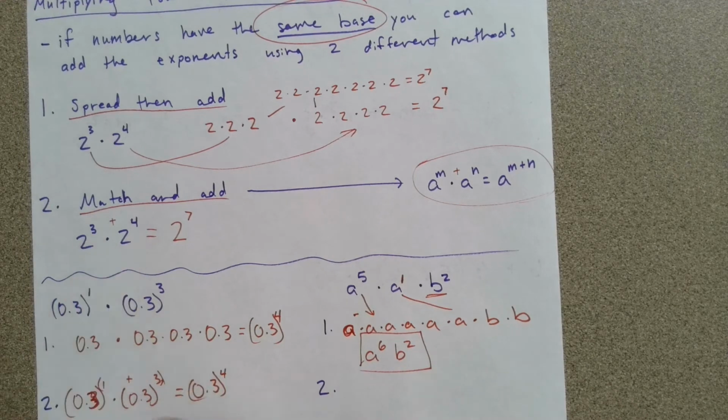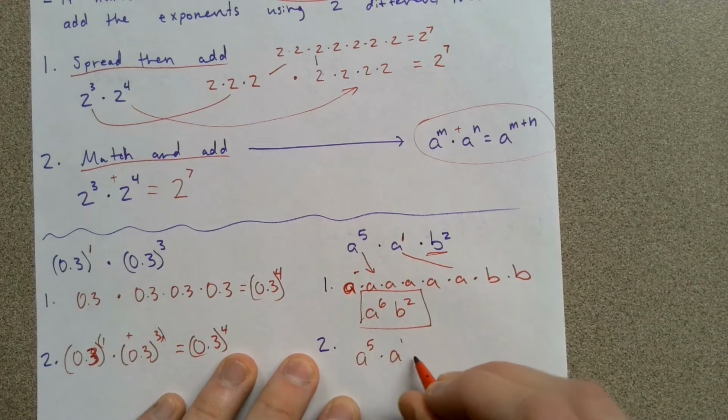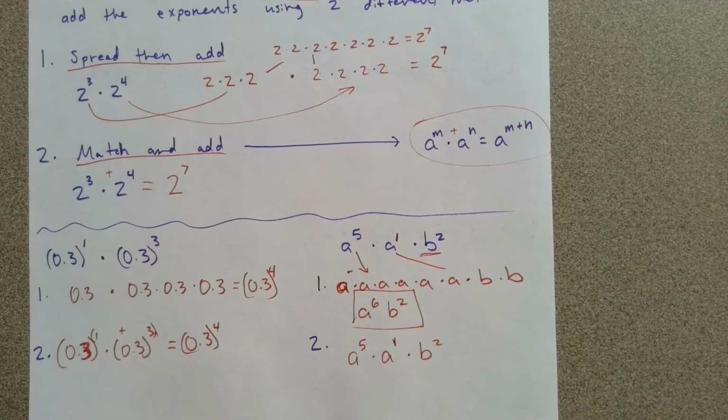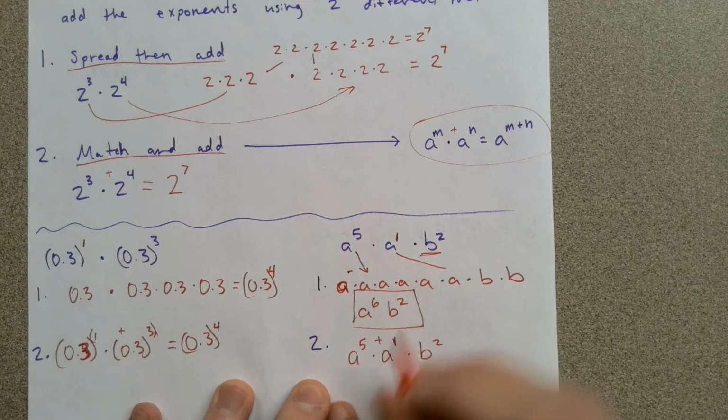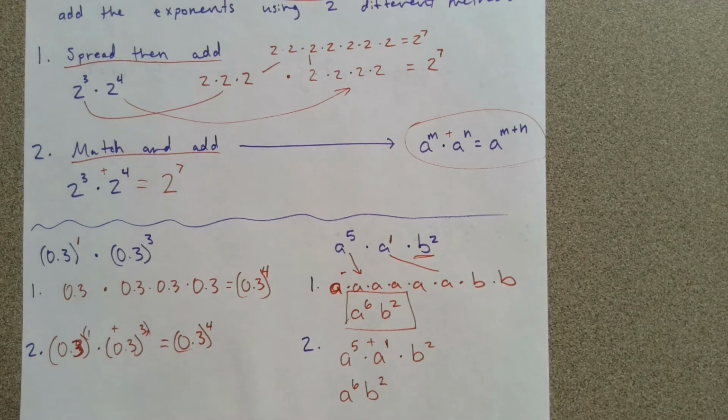Now if we do our match and add method, we got a to the fifth times a to the first times b to the second. They have to have the same base. Which ones do? These ones do right here. Let's add those up. 5 plus 1 is a to the sixth times b to the second. We can't put b in there because it is a different base.